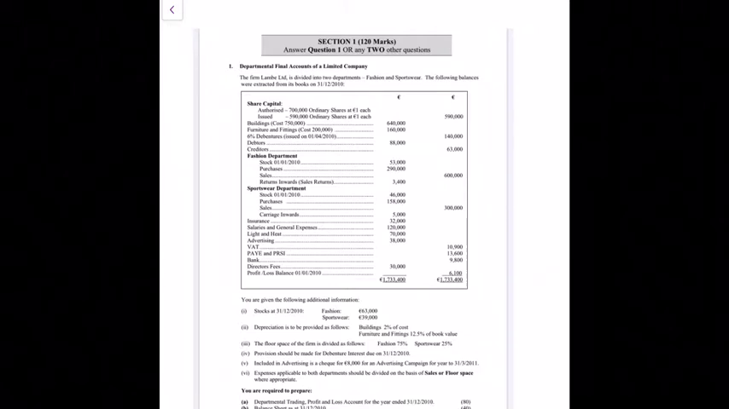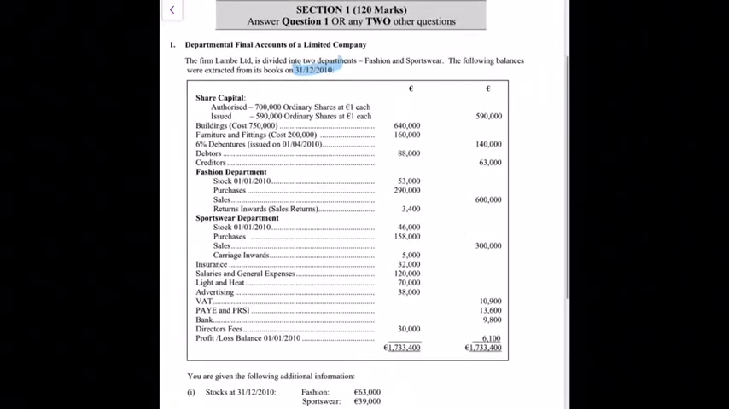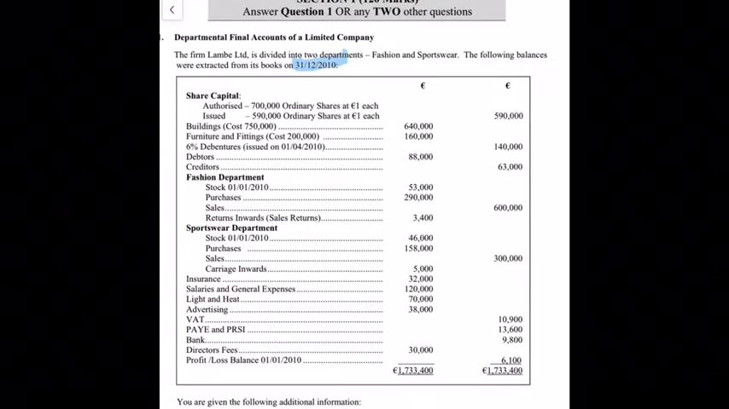So the firm is Lamb Limited and it's divided into two departments, and these balances were extracted at the end of 2010. Okay, so our year end is 2010. Next we're looking through the trial balance. We have authorised share capital, we have authorised shares of 700,000, but our issued is 590, so we still have a few more to issue. Our buildings, we're given the cost in brackets.